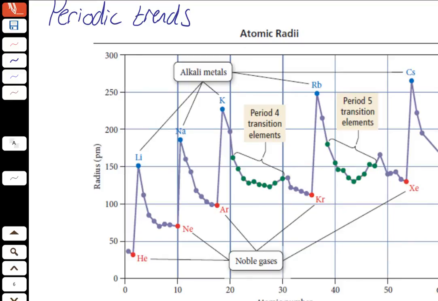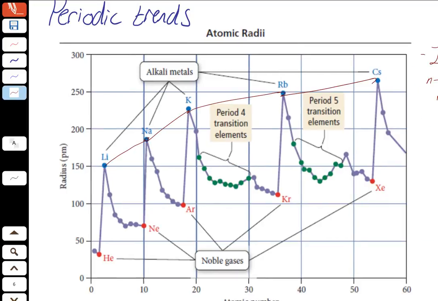Is that the increase in the n level increases the radius. So as we go from lithium to sodium to potassium to rubidium to cesium, we see an increase in the radius, and that's going to be true for every comparable element moving down a group. You're jumping from level 1 to 2 to 3 to 4 to 5. You're seeing a big increase in the radius each time.